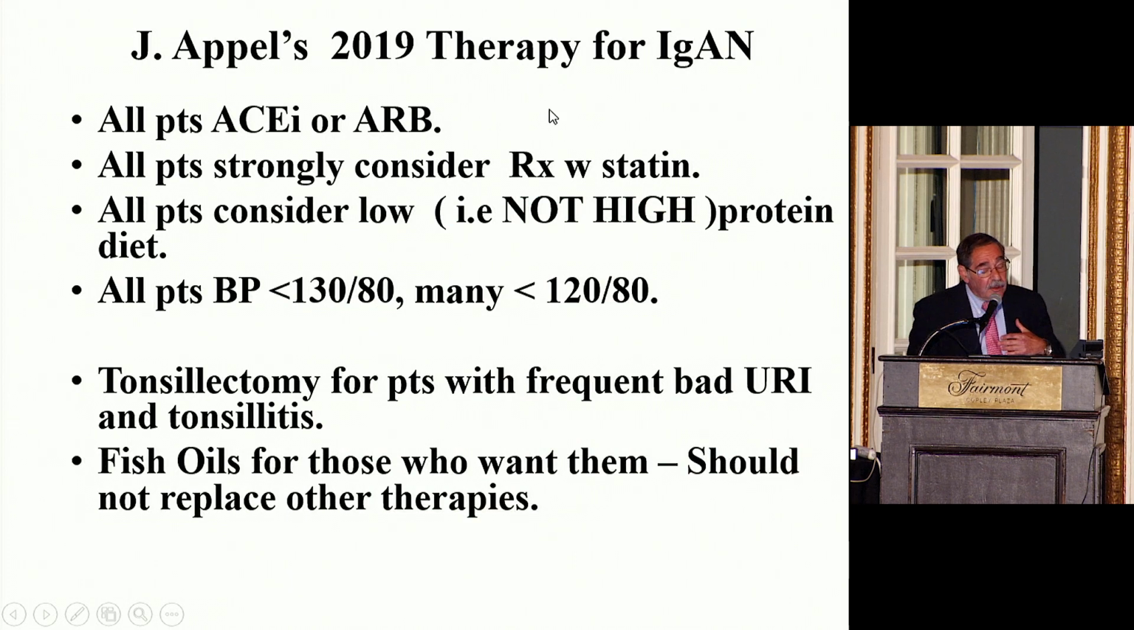So what's my therapy for IgA nephropathy? Everybody gets an ACE inhibitor or an ARB, one or the other, as long as they can tolerate it. I strongly consider using a statin. Again, cardiovascular disease is the big killer in kidney patients. This is a long-term issue in terms of this. As long as their LDL is above 70 or something, I'm in the range where I think it's probably worth treating them.